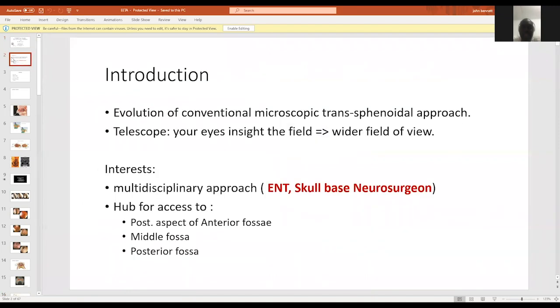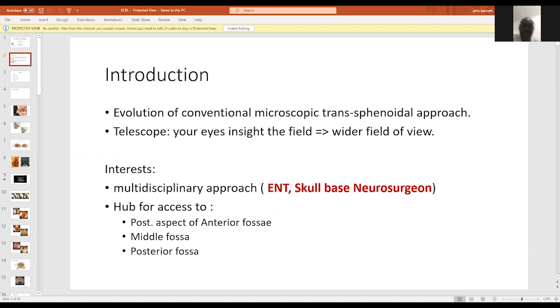As an introduction, the transsphenoidal approach is a very old approach. One of my masters reminded me that Egyptians used to dig a hole through the nose to suction the brain in order to make the embalmment. So a long time ago, people knew that you can get to the brain through the nose.